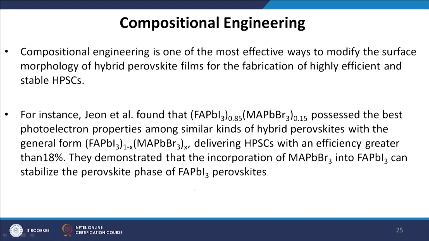Compositional engineering is one of the most effective ways to modify the surface morphology of the hybrid perovskite for the fabrication of highly efficient and stable solar cells. For instance, one research group, Jeon et al., found that using a compositional mapping of FA and Pb, they obtained the best photoelectron properties among similar kinds of hybrid perovskite with the general form FAPbI3 (1-x), MAPbBr3 (x), delivering HPSC with an efficiency greater than 18%. They demonstrated that the incorporation of MAPbBr3 into FAPbI3 can stabilize the perovskite phase of FAPbI3 perovskite.